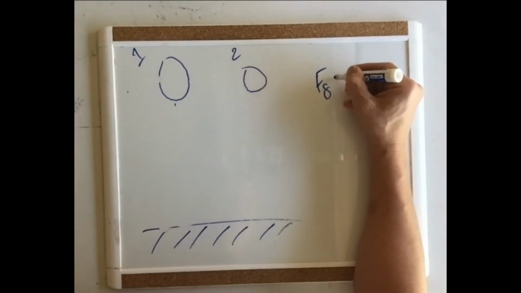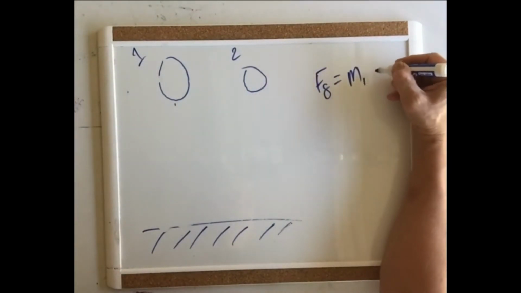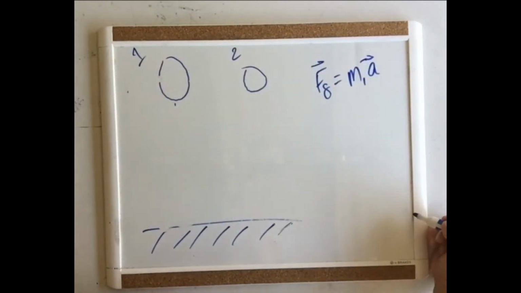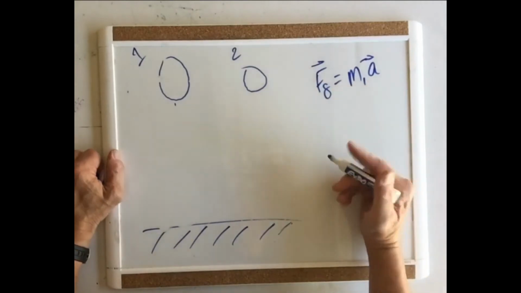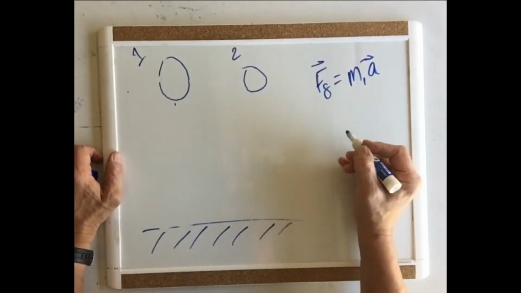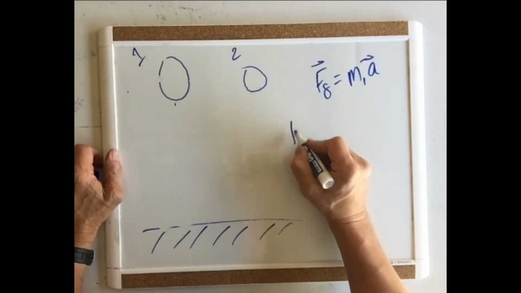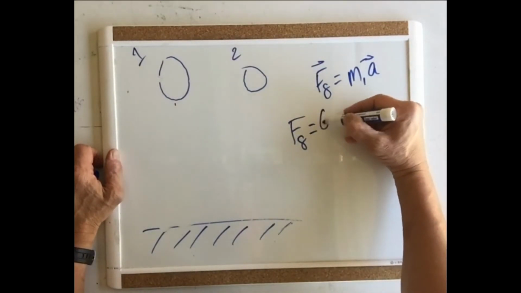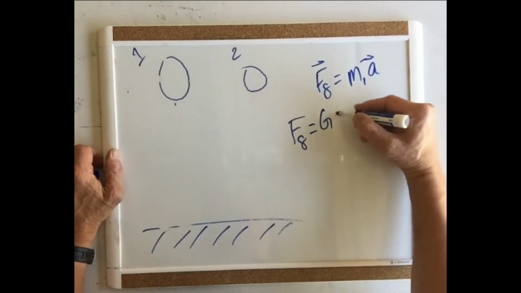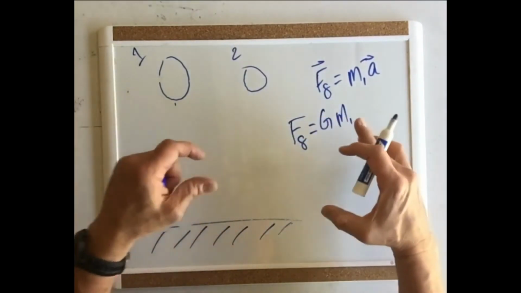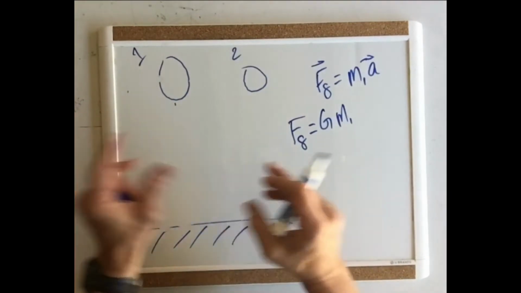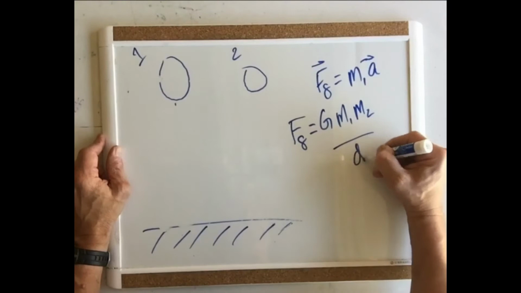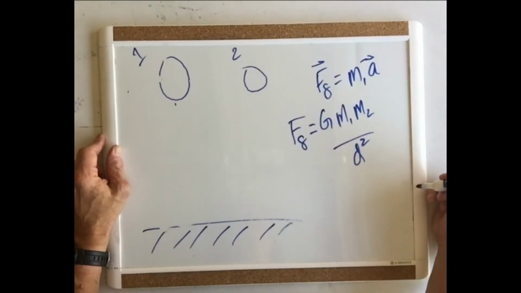F sub g equals m1a. There's our little arrow. We could be technically correct and put one here. So let's talk about this. Another thing that Newton came up with was the formula for gravity, the force due to gravity. And the formula specifically is G, that's the gravitational constant, M1, and this is the gravity between two different bodies, mass 1 and mass 2. So F sub G equals G M1 M2 divided by the distance between the two squared.